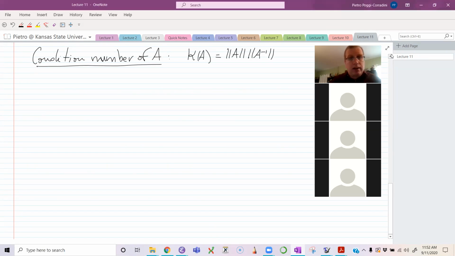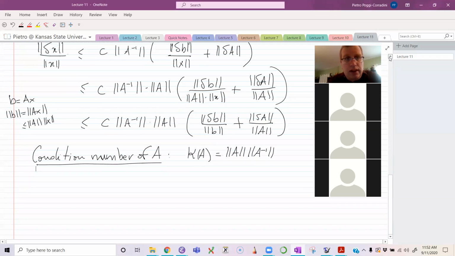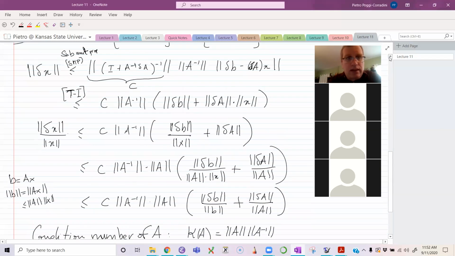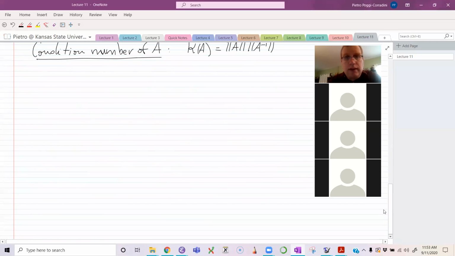Let me go a little bit into more details about some of the passages here. In particular, the fact that this is a constant, right? So let's think about this a little bit more detail. I'm going to have to review a few technical things. So here's a lemma.